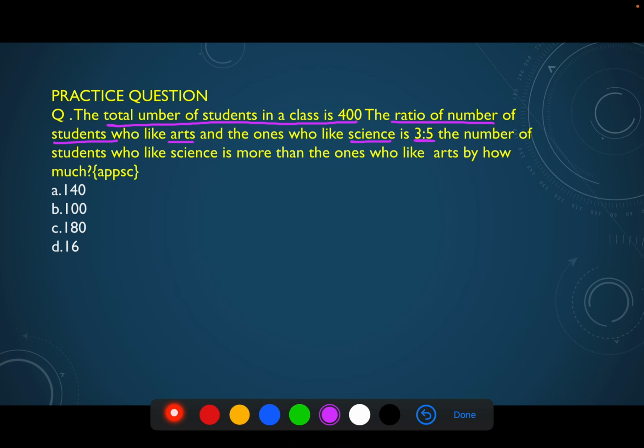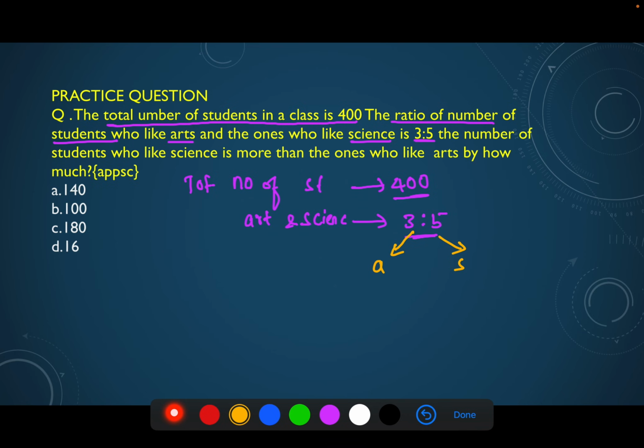Total number of students in a class, what has he given? The total number of students is 400. Arts and science are two groups, and they are in the ratio 3:5. The number of students who like science. So here the total is 400, and here the ratio is 3:5. What does it mean? Arts and science, this is the ratio. This is not the count. You have to find the count.